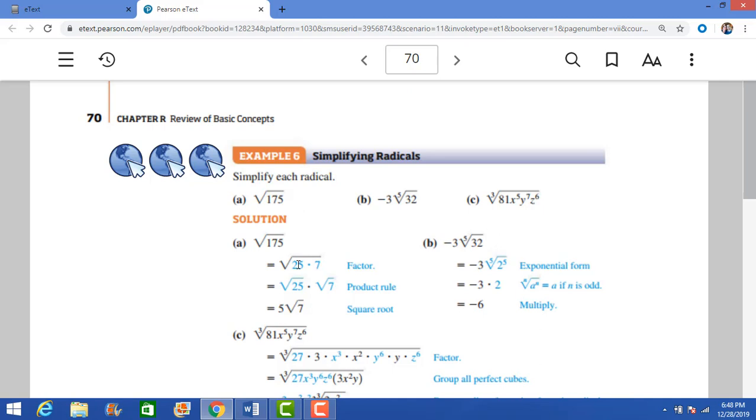So then we can split this up into two radicals: the square root of 7 and the square root of 25, which simplifies to 5. So we end up with this, and this is in simplified form. We're done.